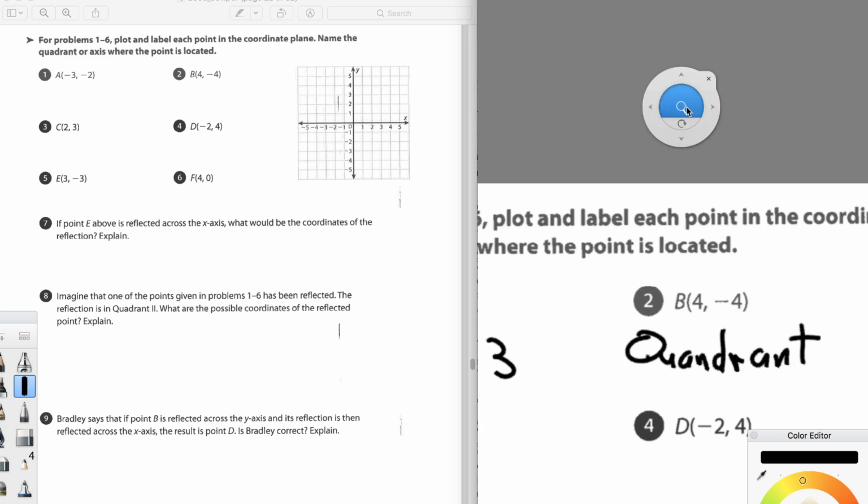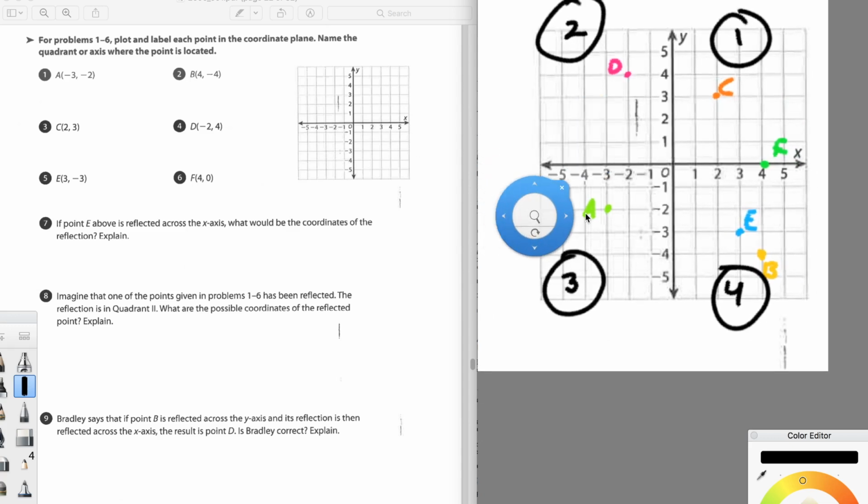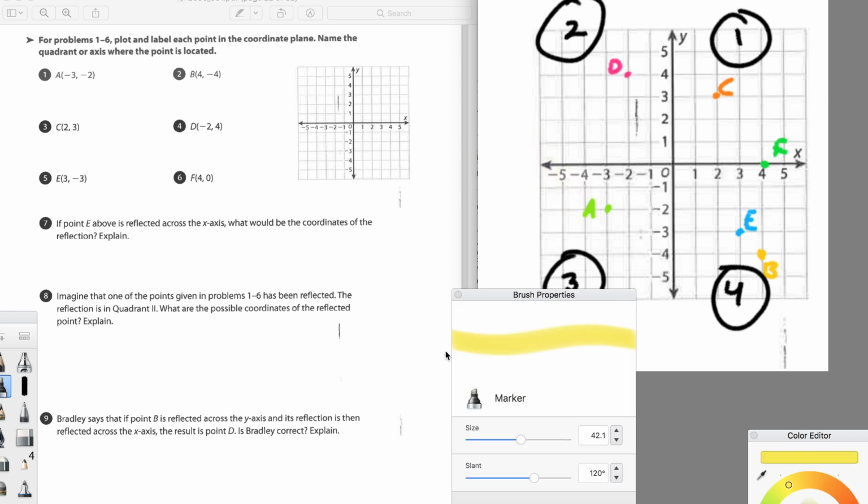So let's zoom in for that. It's saying if part E, which is right here, is reflected on the x-axis. Now, my x-axis is this one. Okay, give me a second. Let me change the thickness of this, the slantness of this.